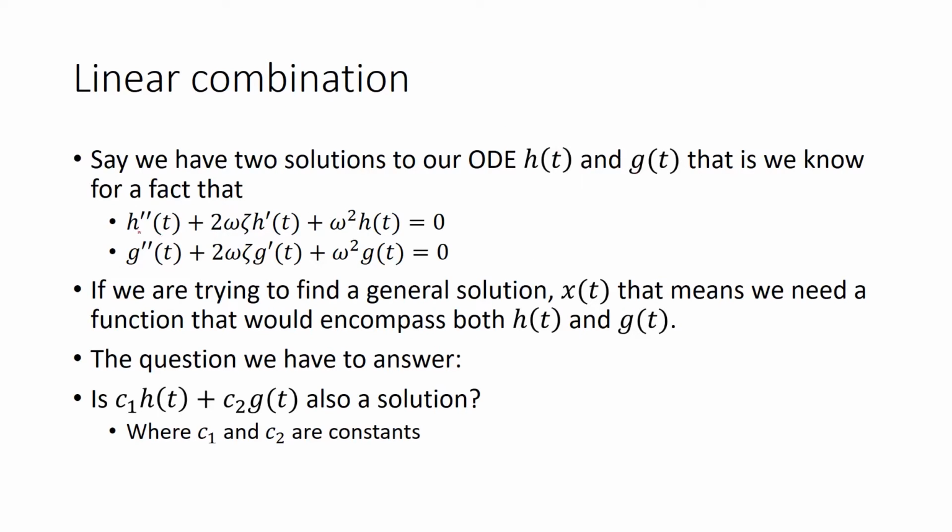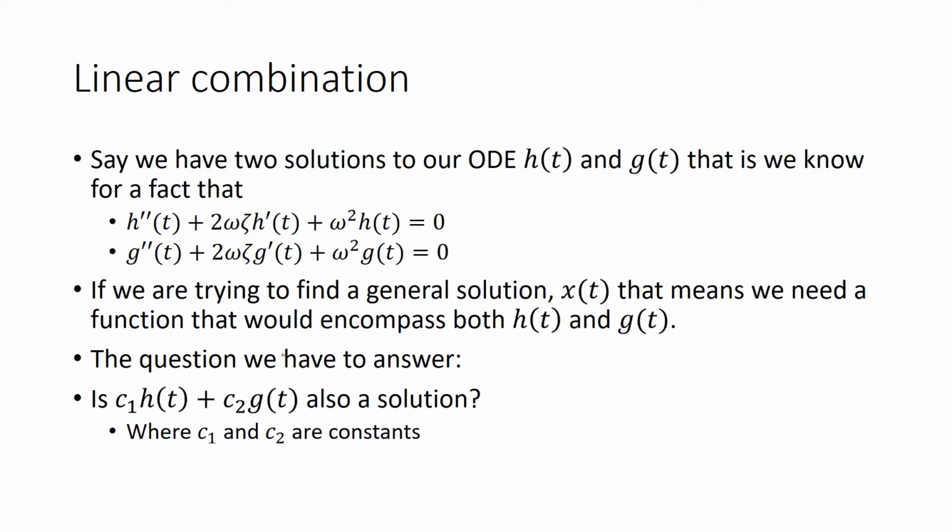So that means that we have h prime prime of t and h prime of t and h of t, and when we plug those in we get 0, and same with g, right? We have g prime prime of t and g prime of t, and g of t, we also get 0. So if we're trying to find a general solution for x of t, something that encompasses all the solutions, we know for a fact that we have h of t and g of t as solutions. We want to make sure that we're covering everything in our general solution, right? Our general solution should be able to have all the values that h of t and g of t have.